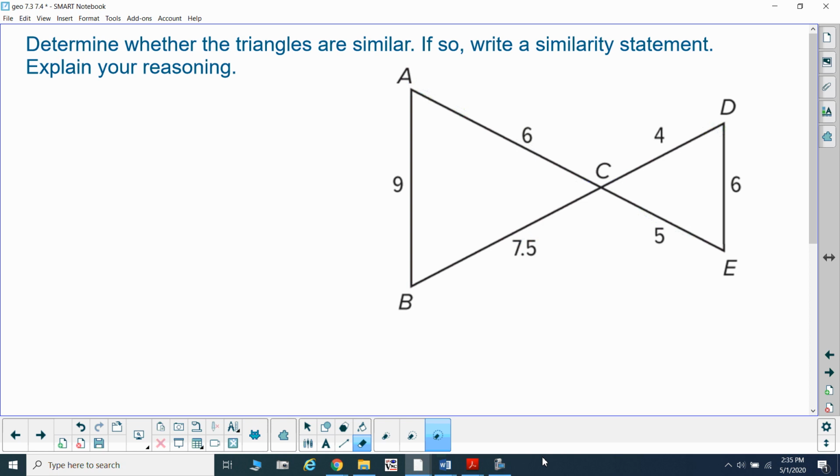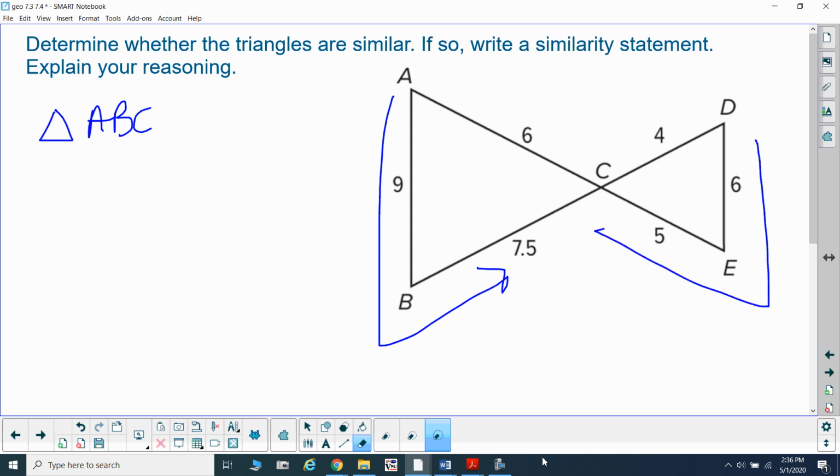If we wanted to write a similarity statement, again, I'm going to just start with ABC. So A to B to C, I went past the long and then the medium. So I want to go past the long and then the medium. So it is similar to triangle DEC. All right.